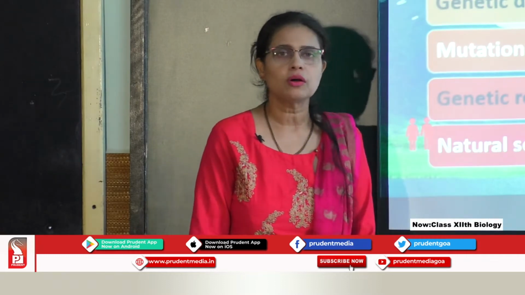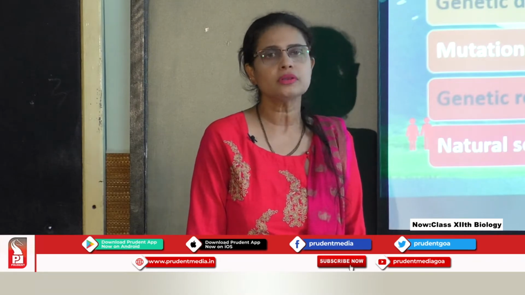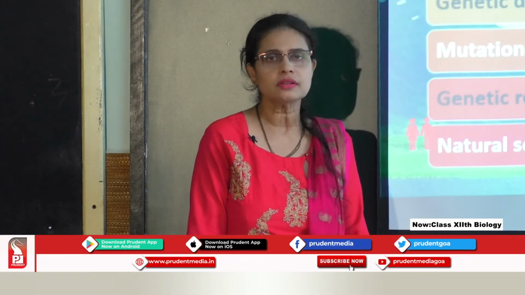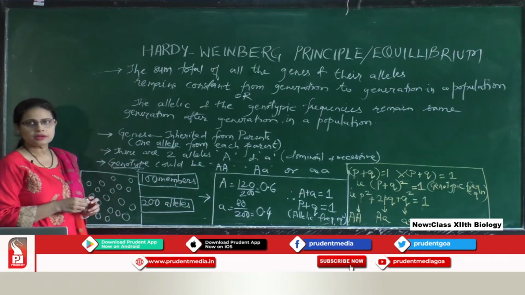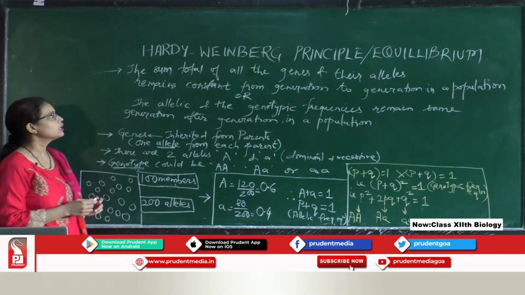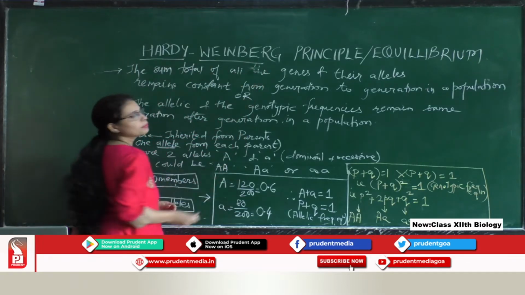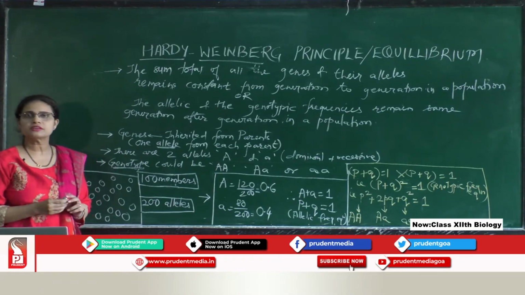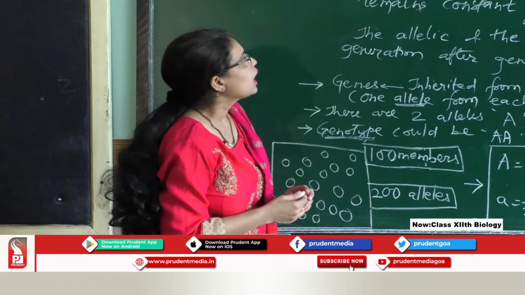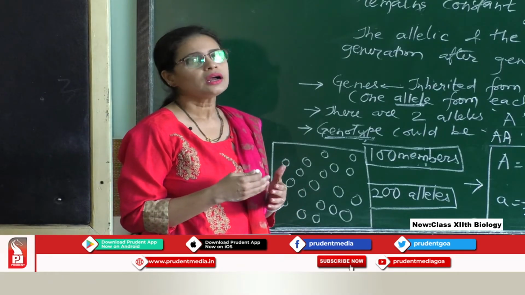Welcome to part 3 of the chapter Evolution. In part 2, we had studied up to natural selection and the 3 patterns. Now we are going to study the Hardy-Weinberg principle, also called Hardy-Weinberg equilibrium. Hardy and Weinberg are 2 different people, it's not one same person. They gave this concept called the Hardy-Weinberg principle or equilibrium while explaining evolution.